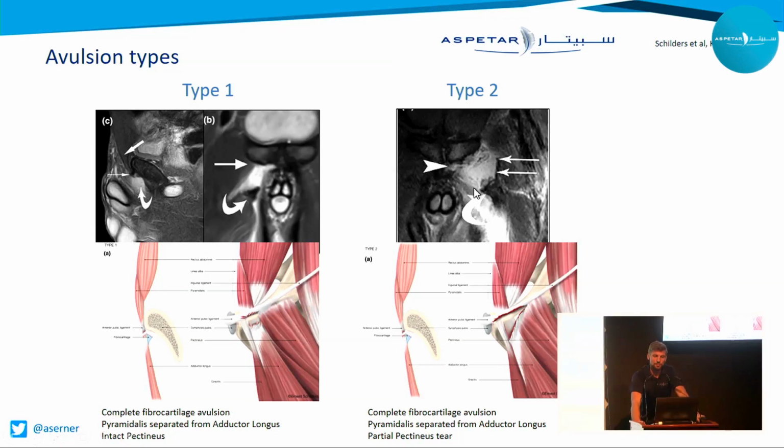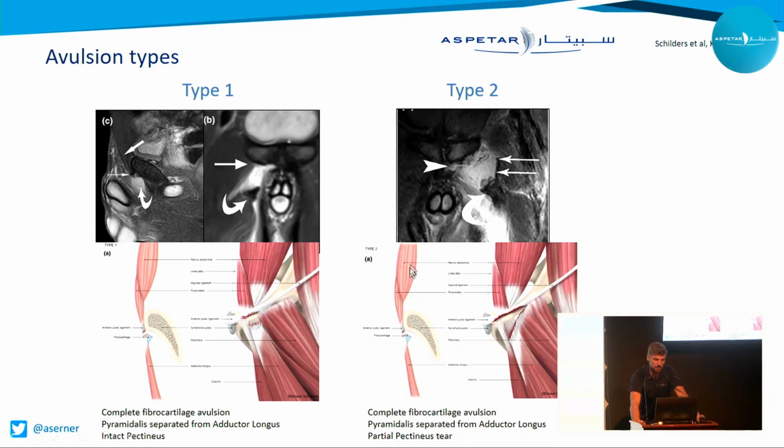Then type 2, we have a concomitant pectineus injury. You can see this little black line here being pulled off the pubic bone laterally to the adductor longus tendon. Same here in the illustration, so it's kind of like a curtain effect, pulling that off. So with the adductor longus completely avulsed and partially avulsion of the pectineus, and a complete discontinuity between the pyramidalis muscle here and the adductor longus muscle as it comes up here.